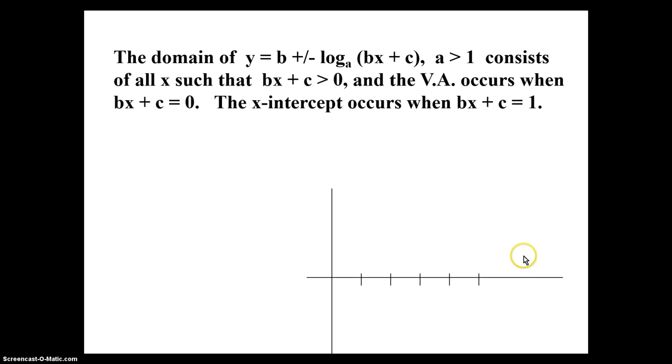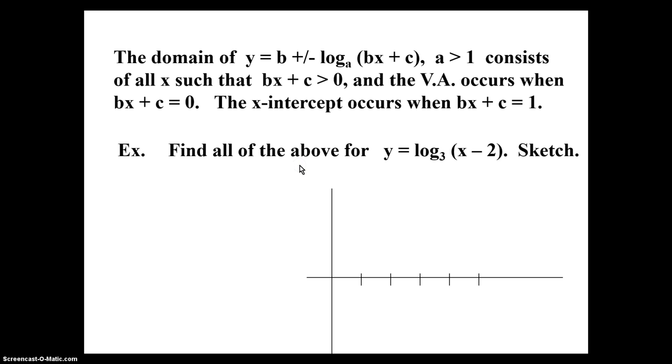Okay, and then we had this example where you had y equals b plus or minus log of bx plus c, base a. And then you have the following equations. To get the domain, you simply set the bx plus c, which is your part in the parentheses, greater than 0. To get your VA, or vertical asymptotes, you take that exact same thing and set it equal to 0 and solve for x. And then to get the x-intercepts, you still take that bx plus c, but this time you set it equal to 1, and you solve for x.